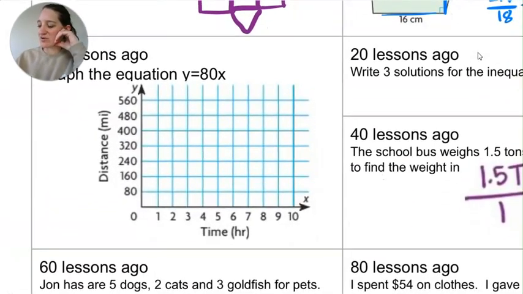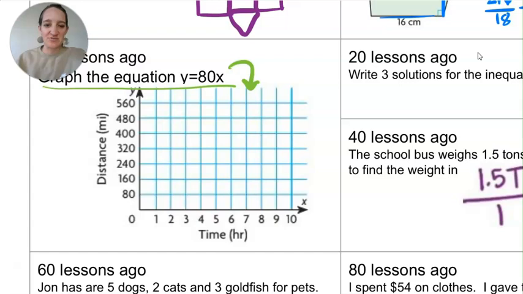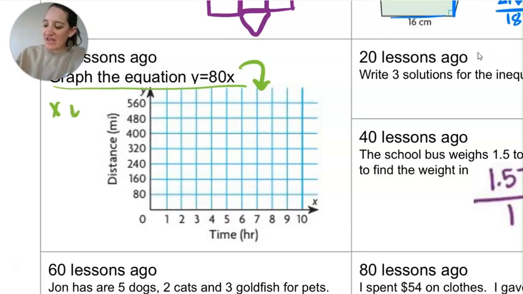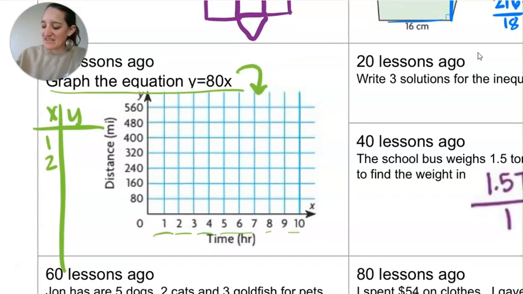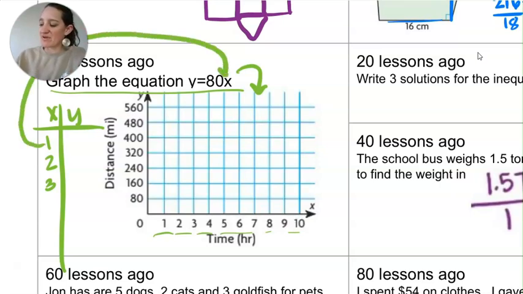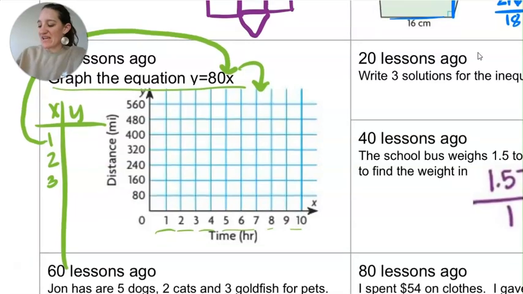15 lessons ago, we were graphing equations. The equation here is y equals 8x. How do I get an equation to a graph? I pull out a handy dandy XY chart and I start plugging numbers here on the x-axis in, so then I know what will pop out on the y-axis. So if 1 is x, then I'm going to plug the 1 right there. 80 times x is 80 times 1 is 80.